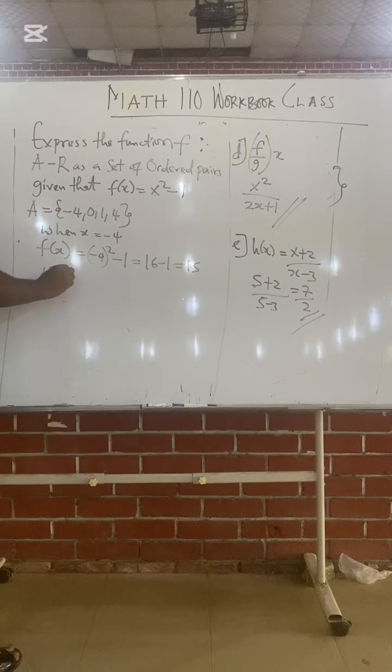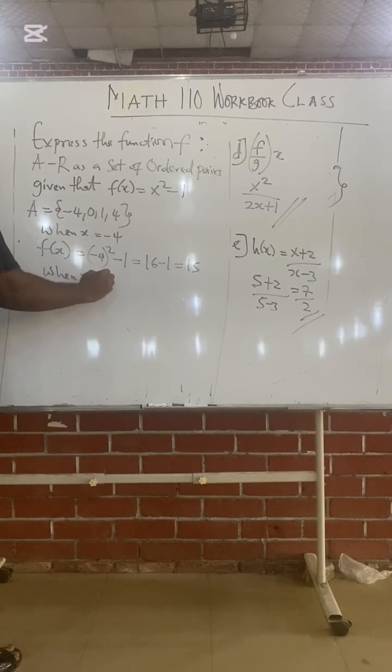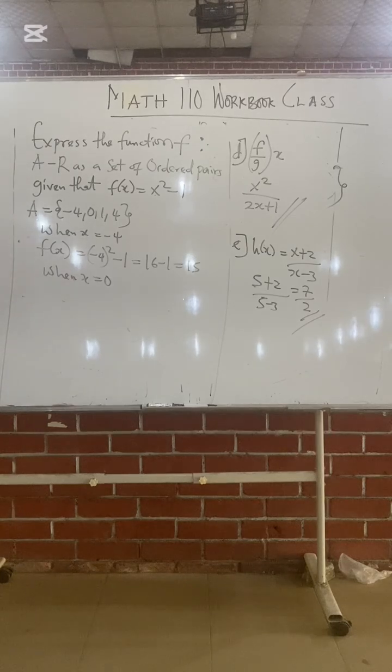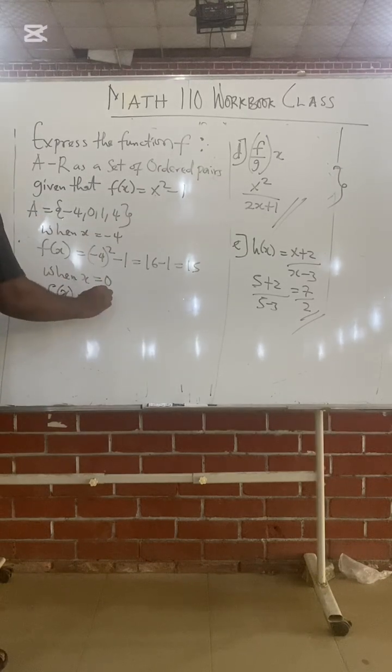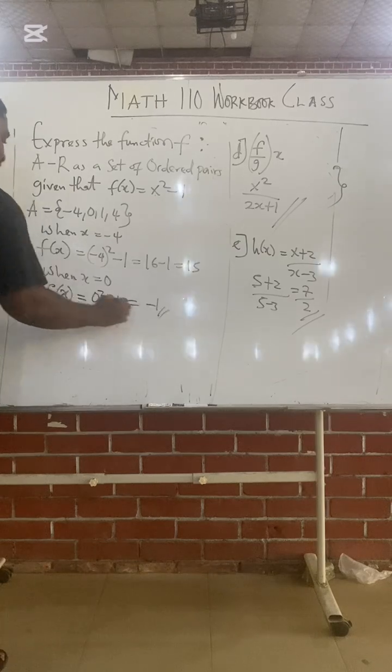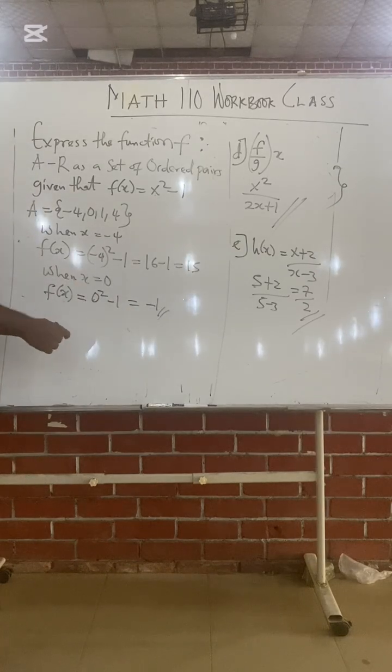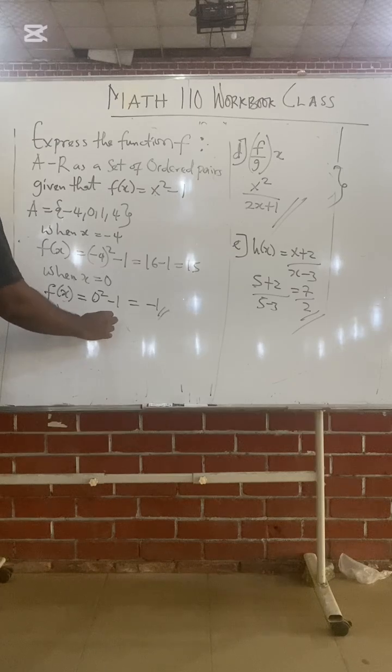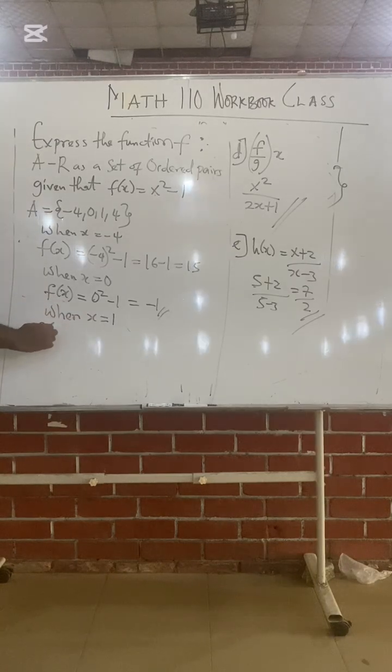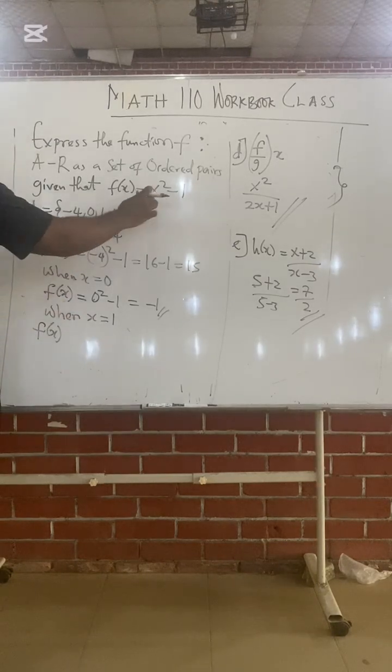Yes. When x is 0, we're going to do f of x. We say x, put 0. 0 squared minus 1, because 0 squared is 0. 0 minus 1 is minus 1. Class, 0 minus 1 is not 0, hope you know. When x equals 1, f of x, class, what we are simply doing is substituting each of these values into this function.